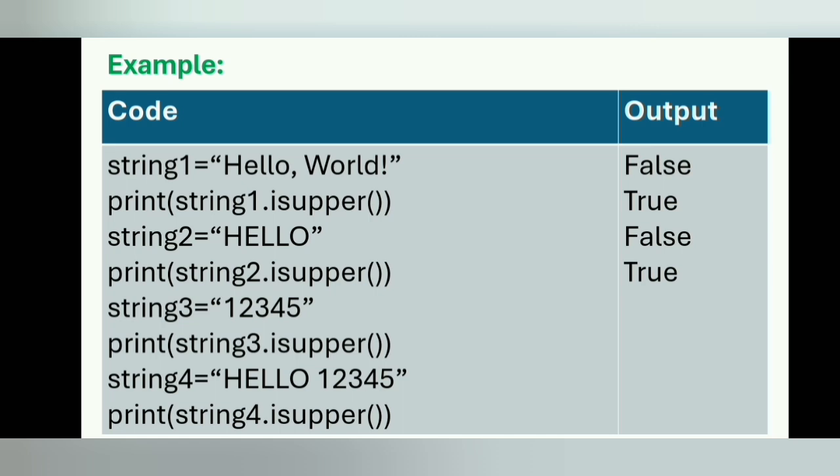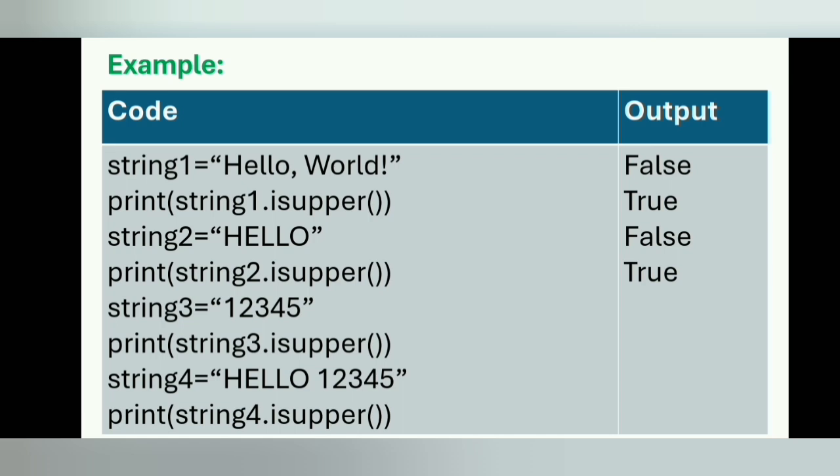Then we assign the string value hello to the variable string2. In the following statement, we apply the string.isupper method to this string. Then the print statement prints the Boolean value returned by the isupper method. Here the output is true because all the characters in the string are in uppercase.